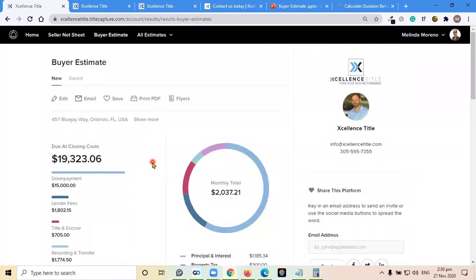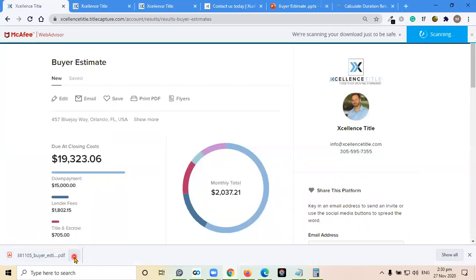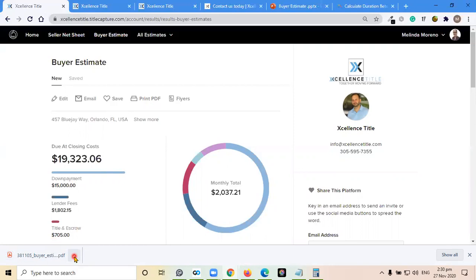I would like to mention some options at the top. So you're able to edit the page, edit the estimate. Also, you're able to email it to your buyer, save the estimate, print PDF, or make a flyer out of this estimate. And let me show you what it looks like if you click on print PDF. So it's basically going to download it to your computer. And let's go ahead and open up this PDF here to show you how it'll look.